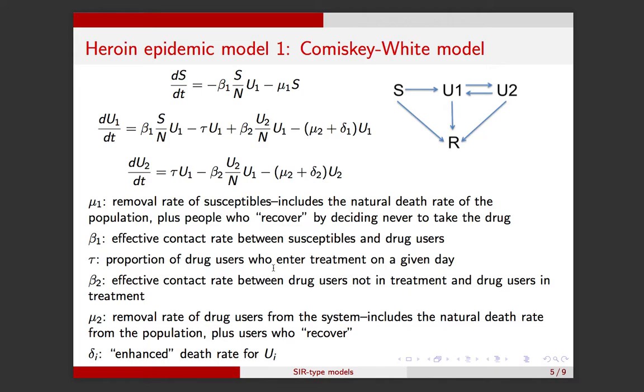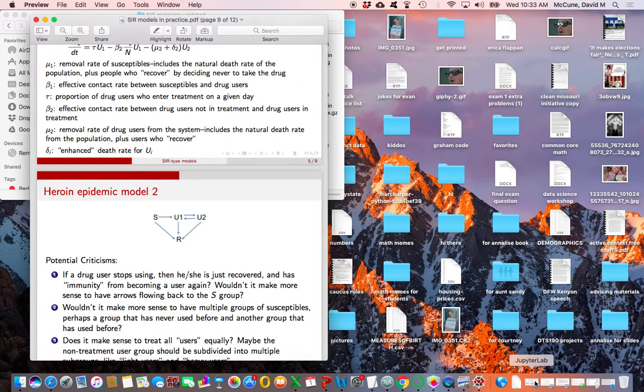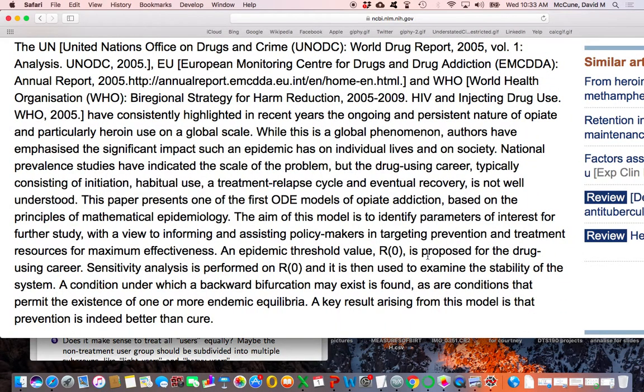Okay, so before leaving this model and quickly wrapping up by looking at some other ones, let me just ask, why would you do this? Why are Comiskey and White doing this? Let me just show you the abstract of their paper. Here's the abstract from their paper. I'm not going to read all this, but it says, blah, blah, blah. The aim of this model is to identify parameters of interest, etc. And then look at this. With a view to informing and assisting policymakers in targeting prevention and treatment resources for maximum effectiveness. That's why they're building this model, to assist policymakers in this way.